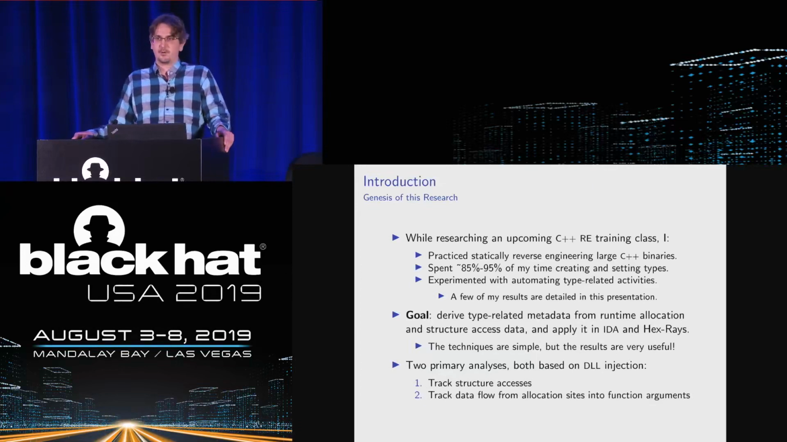So we're going to be focusing on dynamically allocated structures. We're going to be deriving metadata from runtime accesses, and then collecting this data and exploiting it within IDA and Hex-Rays. There are two primary analyses that I'm going to present. One tracks accesses to structures, and the other one is a dynamic data flow analysis tracking data from allocation sites into function arguments.